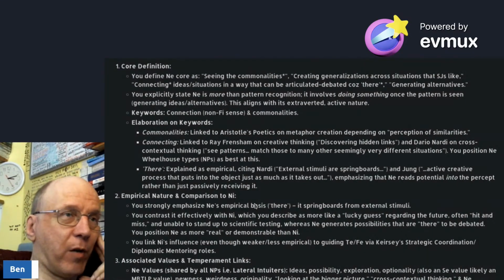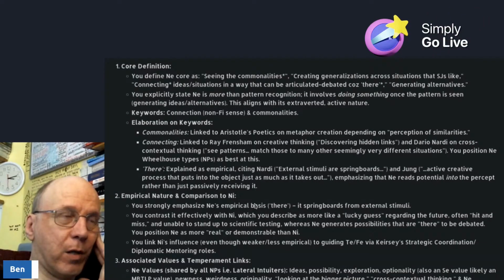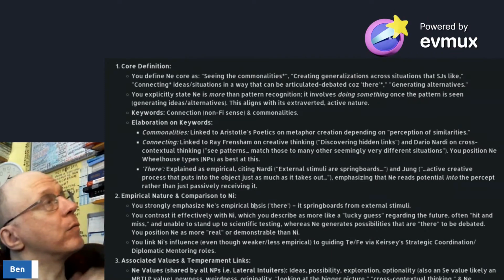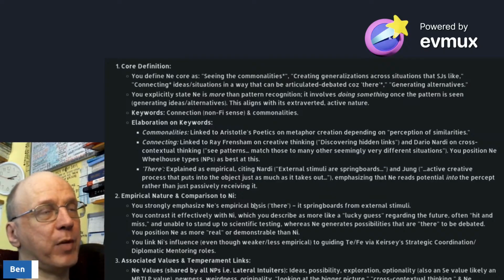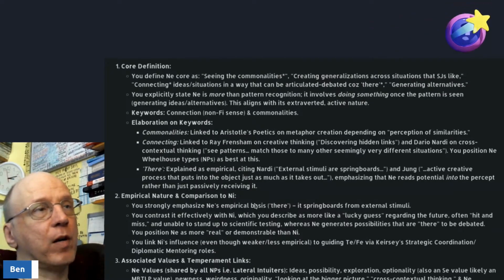Commonalities. Linked to Aristotle's Poetics on metaphor creation, dependent on perception of similarities. Connecting. Linked to Ray Frensham on creative thinking, discovering hidden links, and Dario Nardi on cross-contextual thinking. See patterns. Match those to many other seemingly very different situations. Possession: Ne wheelhouse types, NPs as best at this. There, explained as empirical, citing Nardi. External stimuli are springboards. And Jung: active creative process that puts into the object just as much as it takes out.